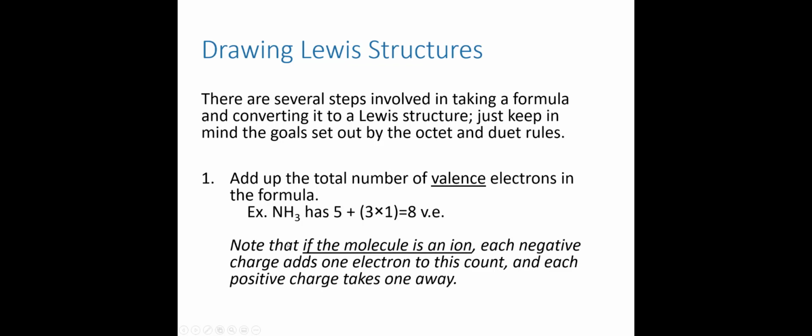As an aside, I would note that if we're doing a polyatomic ion, any positive charge means we have to subtract an electron, and any negative charges mean we add electrons. So for example, if this was NH4 plus, it would have been 5 plus 4, because we would have 4 hydrogens, and then if there's a plus charge, you subtract 1, because remember, positive charges mean you've lost electrons, and that would still have 8 valence electrons. For now, I just want to focus on molecules which do not have any charges.